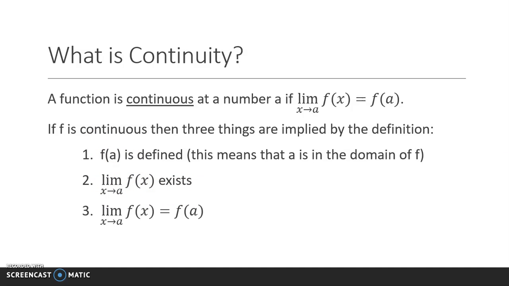That's what continuity is. That's what's implied by the fact that a function is continuous, meaning that there are no breaks or gaps or holes or jumps and things like that in it. We're going to take a look at types of discontinuity in just a minute. So we're going to use these three implications to determine places of discontinuity on a graph.